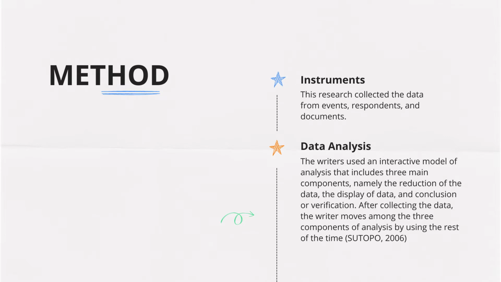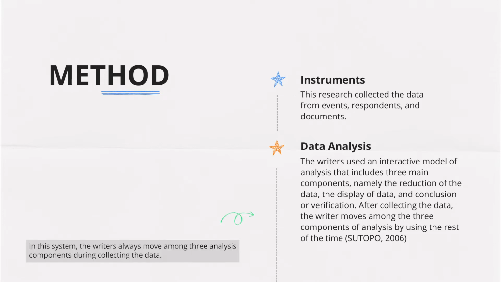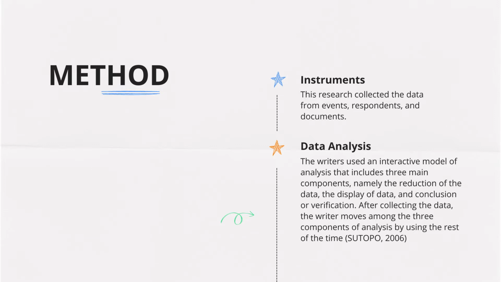Data analysis. The writers use an interactive model of analysis that includes 3 main components, namely the reduction of the data, the display of data, and conclusion or verification. In this system, the writers always move among the 3 analysis components during collecting the data. After collecting the data, the writers move among the 3 components of analysis by using the rest of the time.